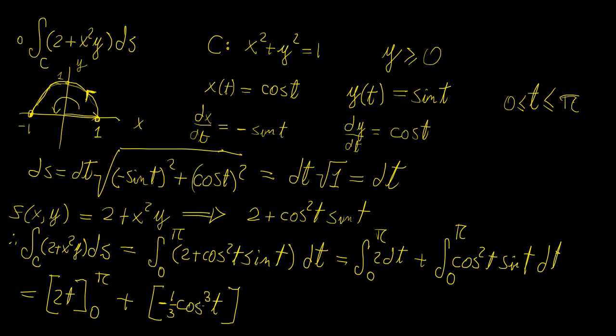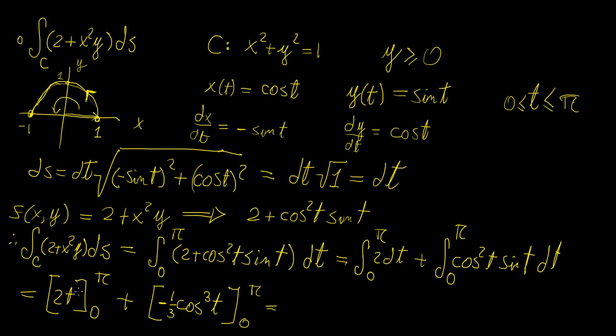Because you know that if you differentiate this, you're going to bring the 3 down. That cancels out with this one. We're going to have cosine squared t times the derivative of cosine, which is minus sine. So then it all reduces to this, from 0 to pi.